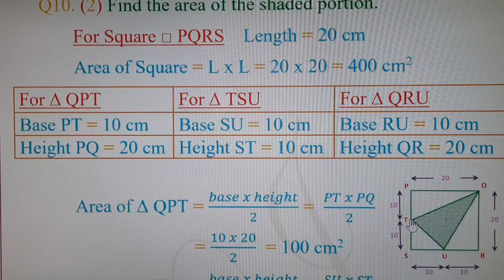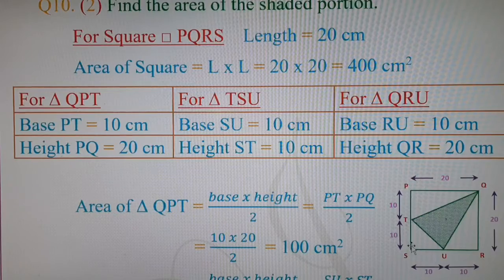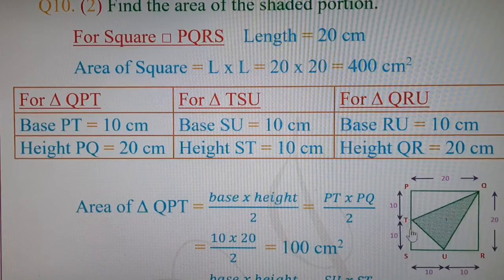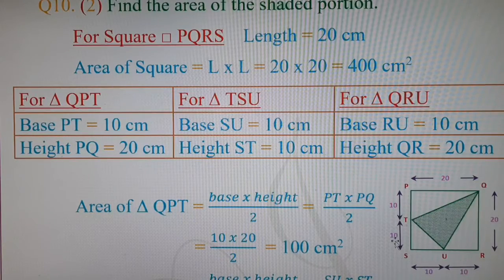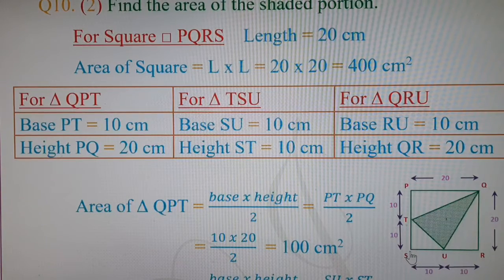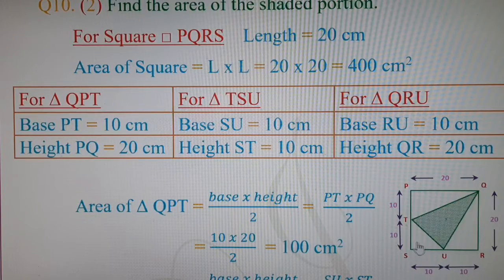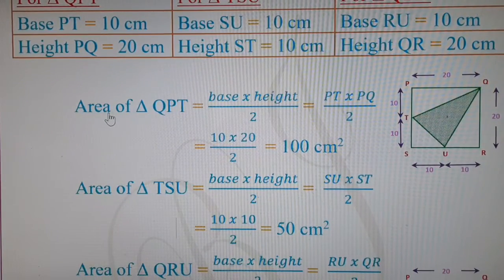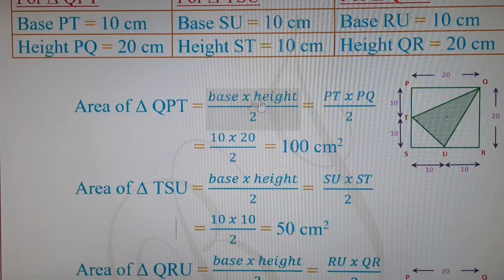Similarly, we can assume T as the midpoint of line segment PS because it is given that PT is 10 centimeters and TS is 10 centimeters. In the diagram in the textbook, this distance PT is given as 10 centimeters and this distance TS is given as 10 centimeters. So we can say T is the midpoint of line segment PS. Now we can very easily calculate the area of these three triangles, that is this first triangle, second triangle and the third triangle. We'll use the formula for finding the area of a triangle: base into height upon 2.